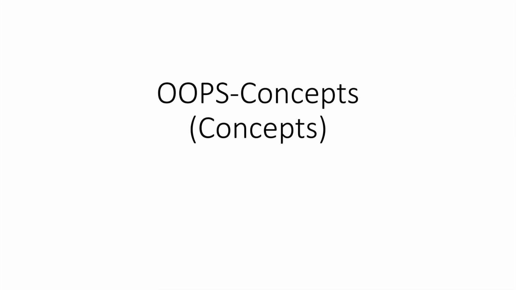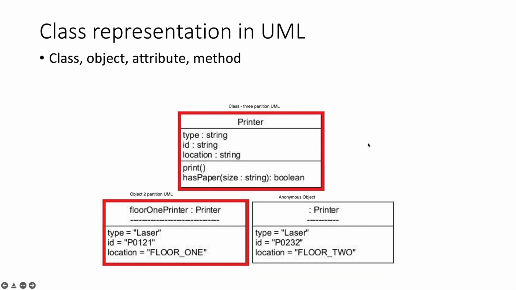Today we are going to discuss more about the concepts involved in OOPS. Let us go one by one. Before going ahead, just let us recap how we represent a class and how we represent an object in UML. It's the same slide which we have probably seen in the introduction part, but this is the way, as a three partition UML notation, we represent a class.